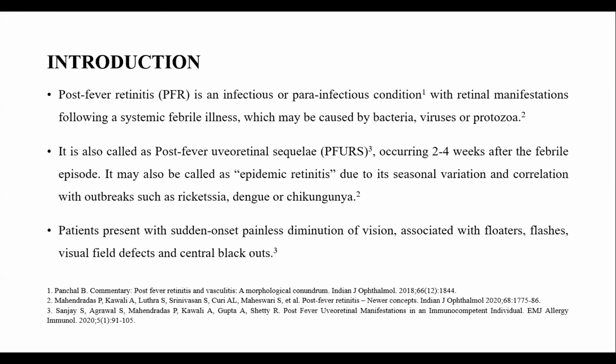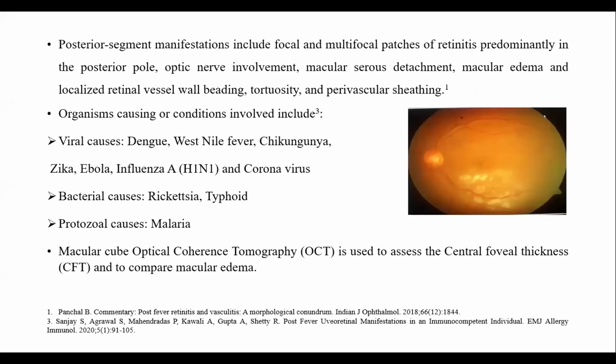Patients present with sudden onset painless diminution of vision associated with floaters, flashes, visual field defects, and central blackouts. Posterior segment manifestations include focal and multifocal patches of retinitis, predominantly in the posterior pole, macular edema, and localized retinal vessel wall bleeding, tortuosity, and perivascular sheathing. Organisms causing the condition include viruses such as dengue, West Nile fever, chikungunya, Zika, Ebola, influenza, and coronavirus, and bacteria such as rickettsia and typhoid. Tomography is used in my study to assess the central foveal thickness and to compare the macular edema.